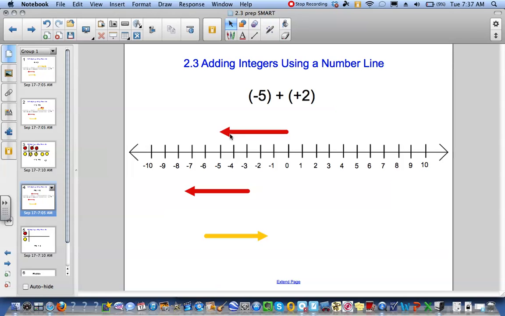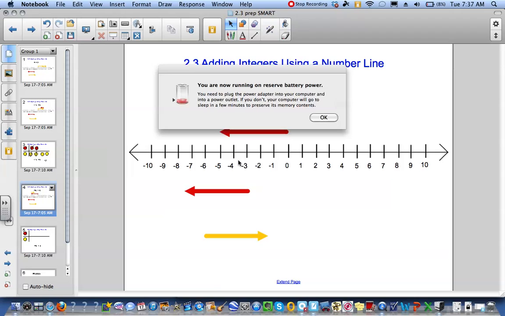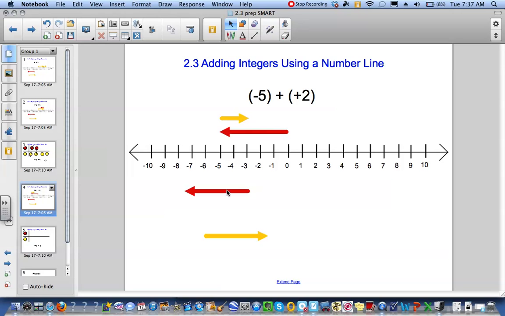And now we need to add positive 2 to that. So we're going to bring up another arrow. And now, of course, we're starting at negative 5 because that's where we've left off, and we're going to show positive 2. This arrow is positive 2. So we go negative 5, 1, 2, 3, 4, 5 to the left, positive 2, 1, 2, back to the right. And if we drop down, we notice that we are at negative 3.